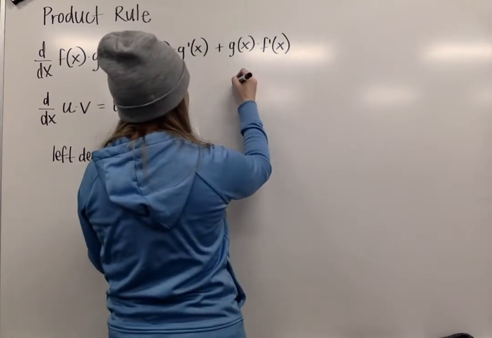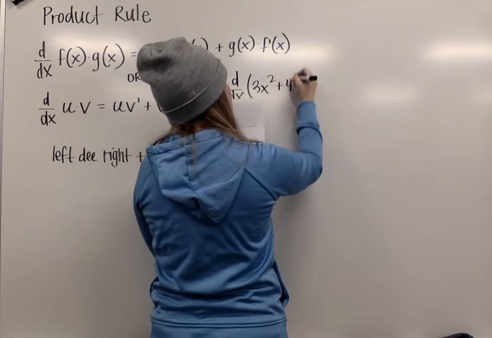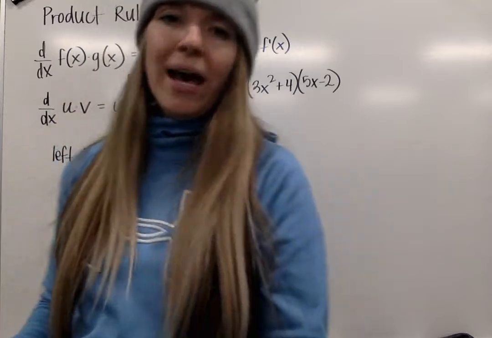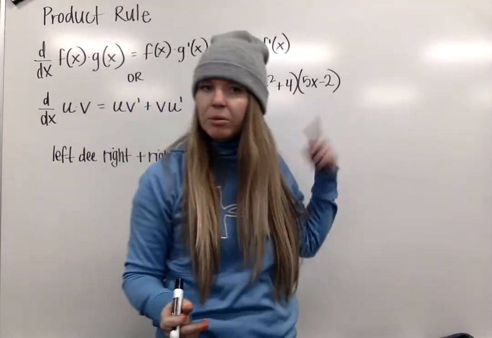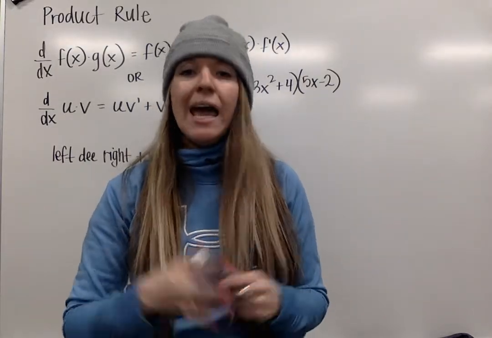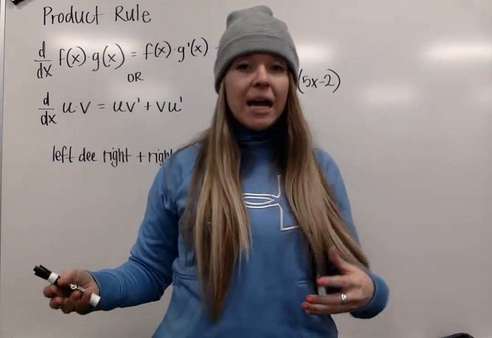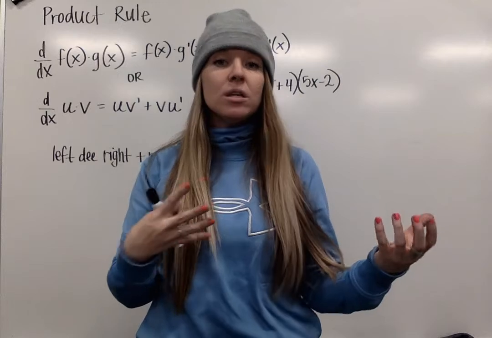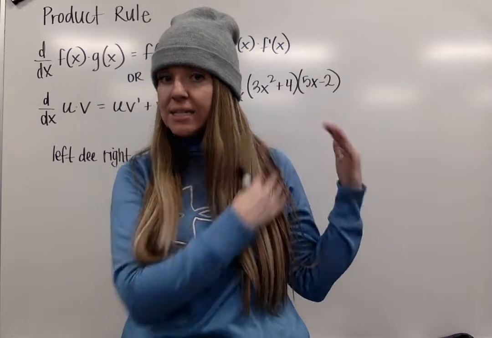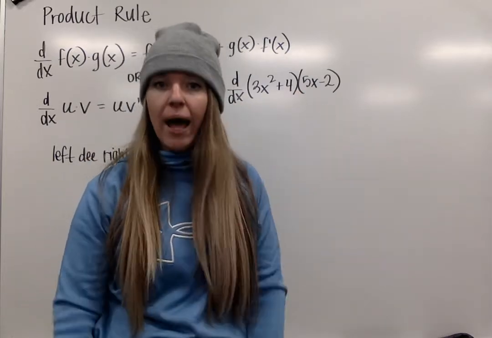So I am going to take the derivative of 3x squared plus 4 times 5x minus 2. With this one, we could go ahead and multiply this together, distribute it out, take the derivative using our power rule and our constant multiple rule, and we would be done. But that would defeat the whole purpose of learning the product rule. Sometimes we cannot simplify out the product, so we've got to know how to use the product rule. I'm using a basic example to show that. You can go ahead and check it by multiplying them together and seeing what happens.